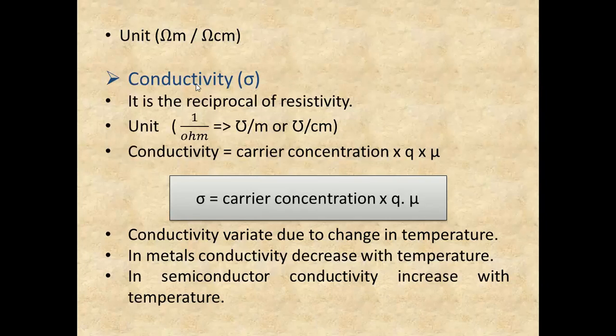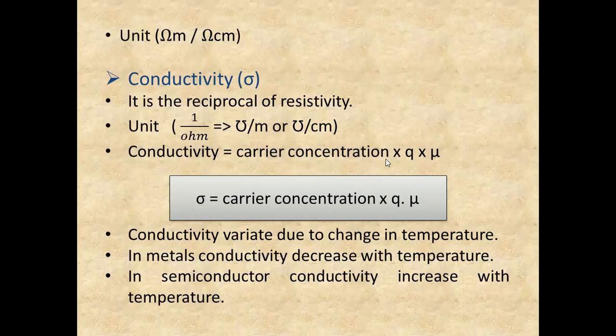Second is conductivity. Conductivity, in terms of our EDC, is just the reciprocal of resistivity. The unit will be 1 divided by ohm, just the reverse of ohm, so per ohm meter or per ohm centimeter. Conductivity is equal to carrier concentration into magnitude of q into mobility. This is the formula of conductivity, I mean, how you can calculate conductivity.